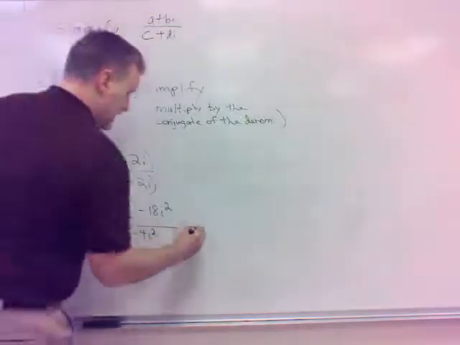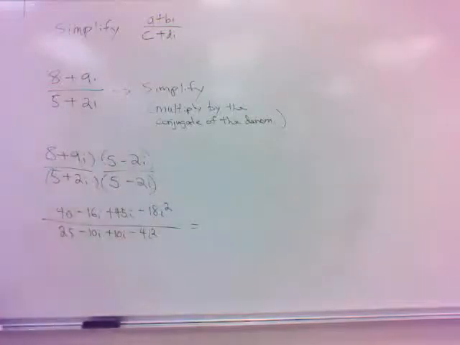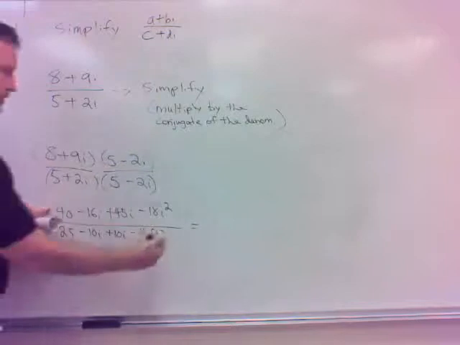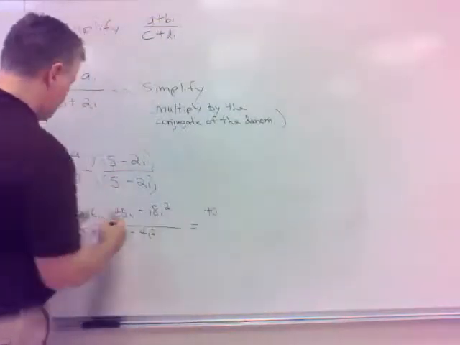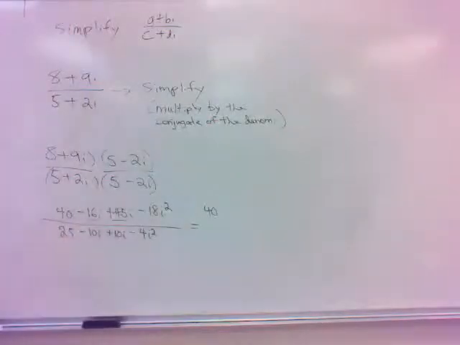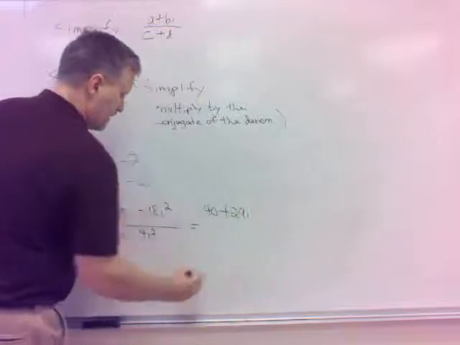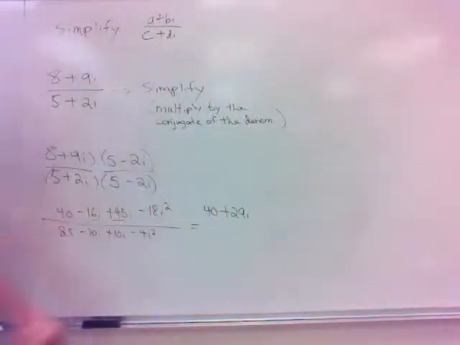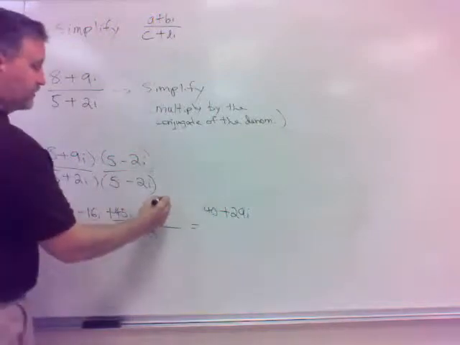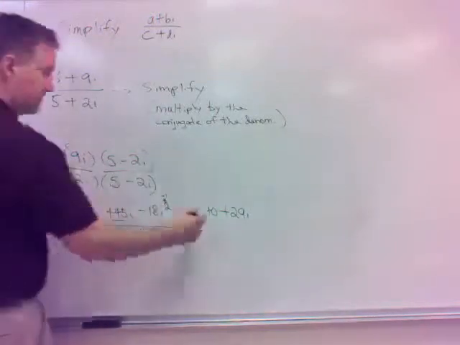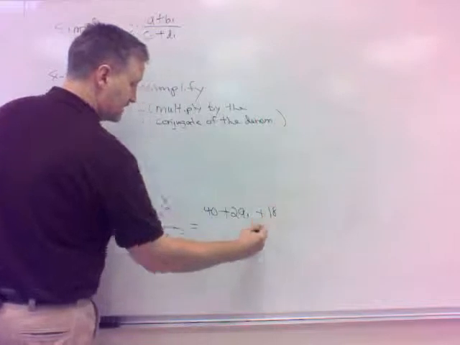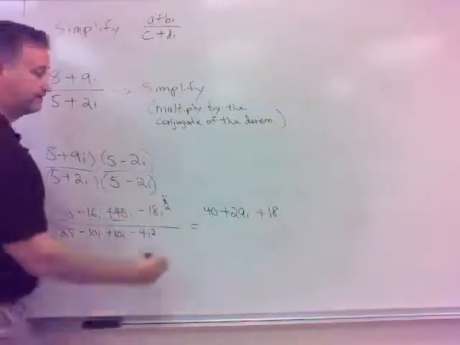Now the reason for doing all that is, of course, it simplifies nicely. This will be, what, 40? Then I've got like terms on top of i, negative 16 plus 45i, 29i, positive. And then there's my i squared again. Whenever I have i squared, I want to change it over to negative 1. So what do I have on the end there? Positive 18, don't I? Negative 18 times negative 1, positive 18.